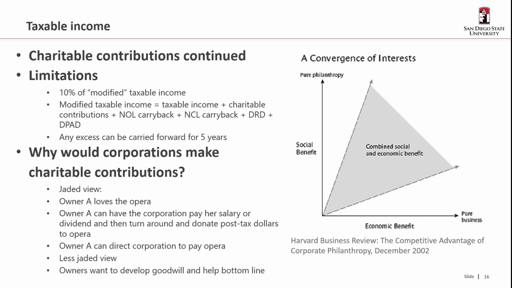For example, I want to support the opera. As you think about it, the opera is a pretty jaded perspective, right? Owner A could have loved schools, or could have loved programs that feed the needy or the poor. All those things would have felt a little less jaded, and it would have been an efficient way to get that money down to them.